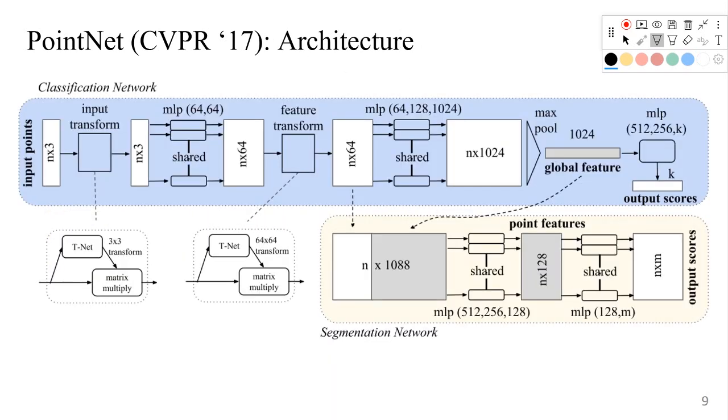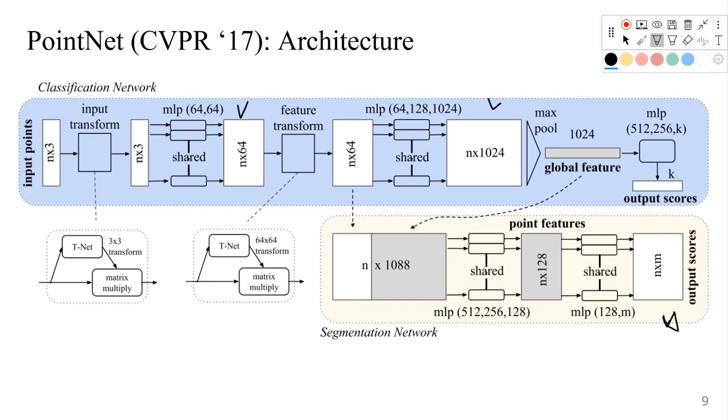Okay, let's jump into more detail. This is the architecture of the PointNet. We have the classification network, which we can see in this blue color here. And then we have another additional branch for the segmentation network, which we can see in this yellowish block here.